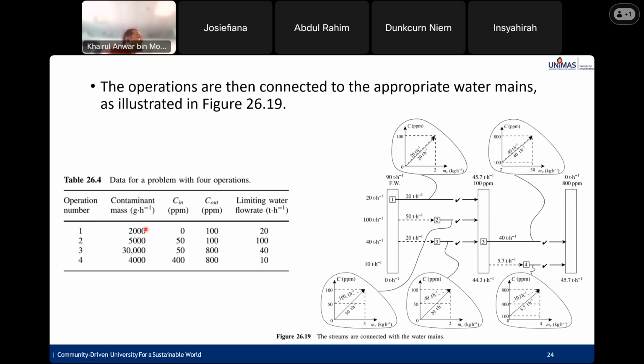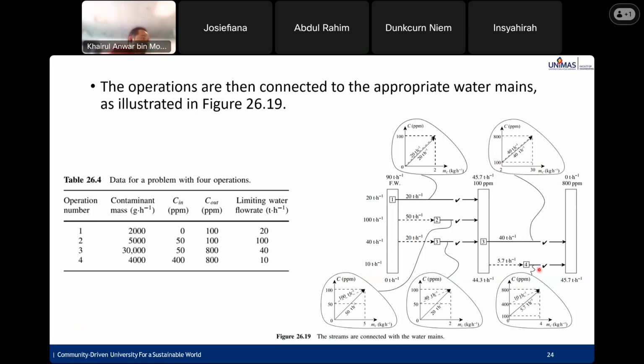Sorry, 2,000 gram per hour or 2 kilogram per hour. So here we start with 2 until 30. So 30,000 gram or 30 kilogram per hour. The concentration is not from 0, it's from 100, because the pinch main is 100 until 800 ppm. So we get 40 ton per hour. See here, 28,000 divided by 700. So 40.